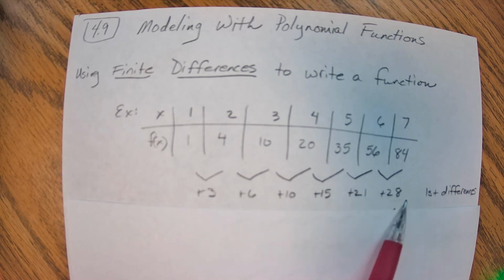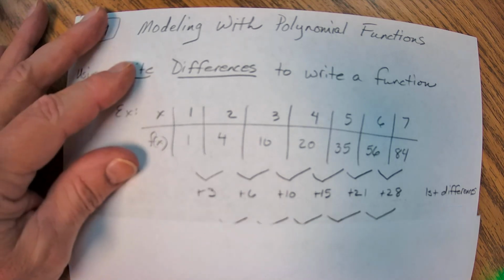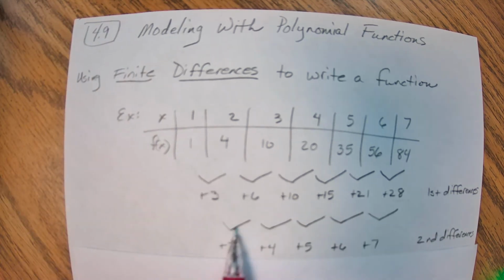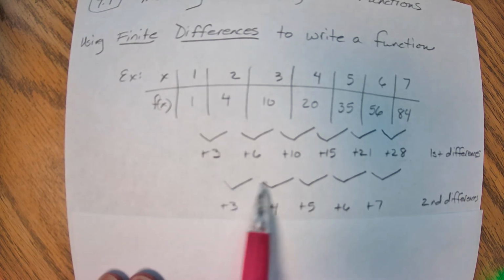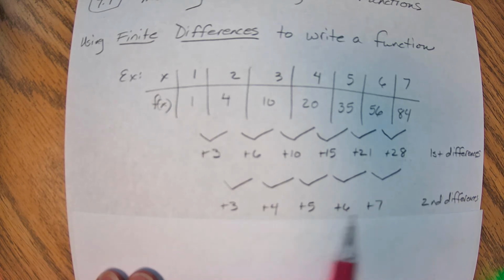If these had all been the same, then this would have been a linear function, but they're not the same, so let's do it again. Now the second level differences, you just find the differences between these first level differences. Well, I'm getting closer, but they're still not the same. If they were, then I would know this is a quadratic function. This is not a quadratic function.